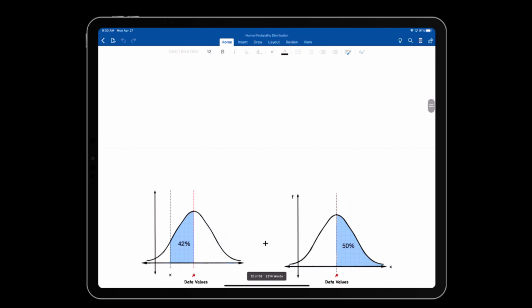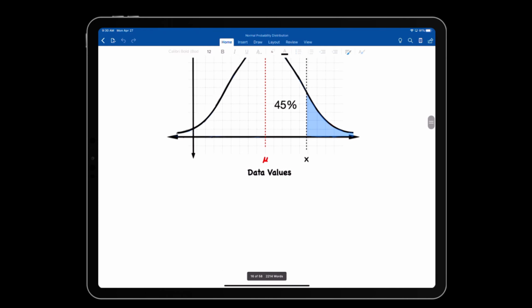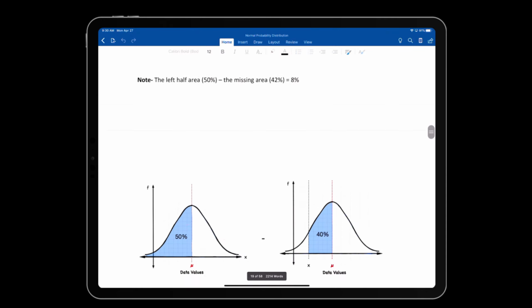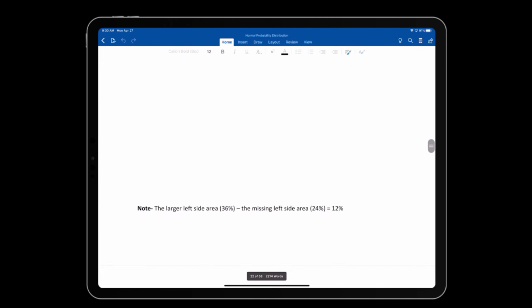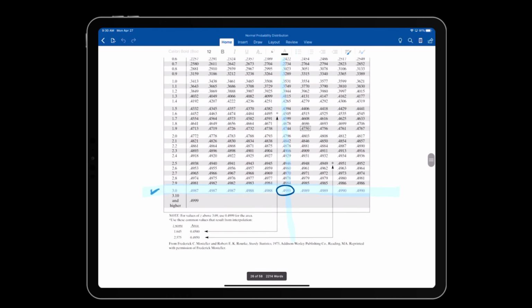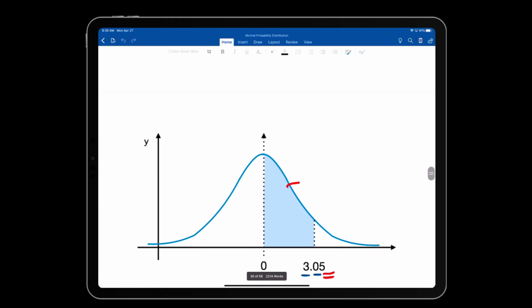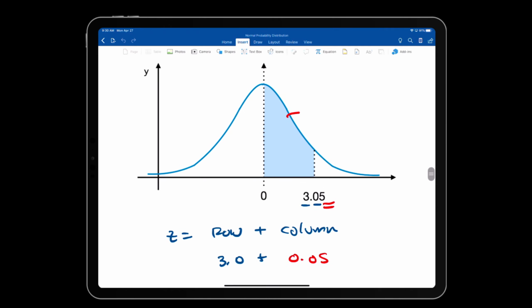So that's 4989. Let's see. I think Joanna has it still up there. I wonder what page that was on. There's 58 pages here, so you guys know. 4989. There we go. All right, it's still there. 4989, 3.05. Okay. Finally. 49.89% of the bell is shaded between 0 and 3.05. Okay.